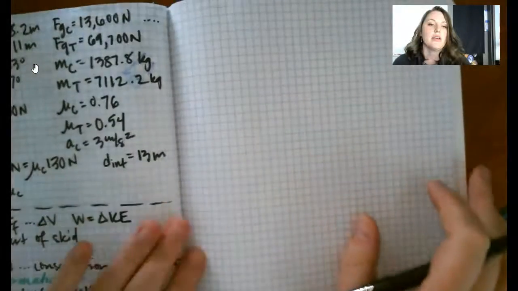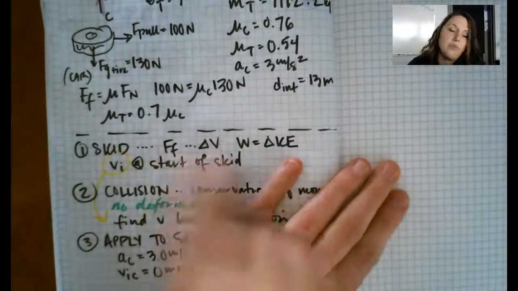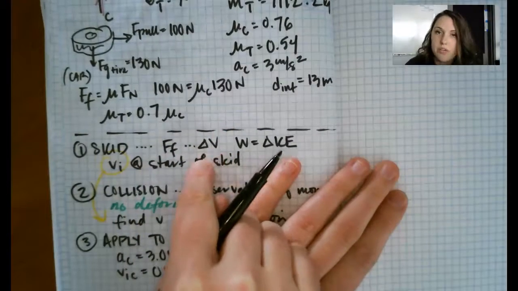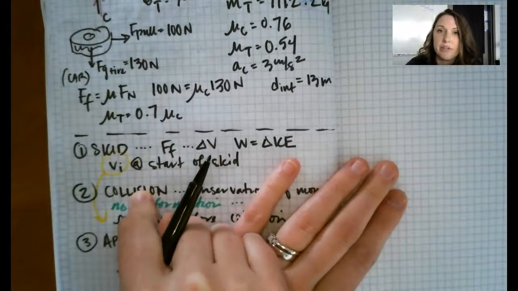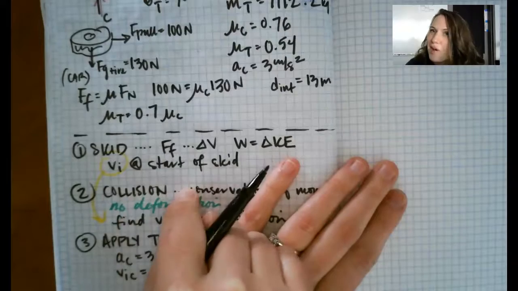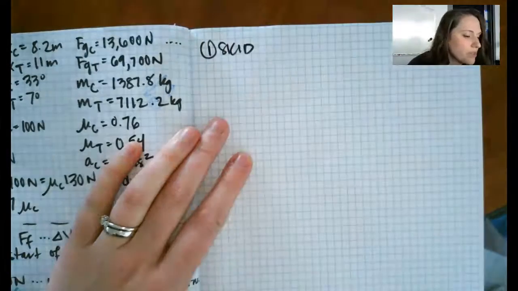So the very first thing that we're going to do is this skid analysis here. We want to figure out how fast both of these cars were going at the beginning of their skids, because that tells us how fast they were going after the collision, which helps us know how fast they were going before the collision. So part one here, we're going to analyze the skid. That's the first thing that we're going to do.